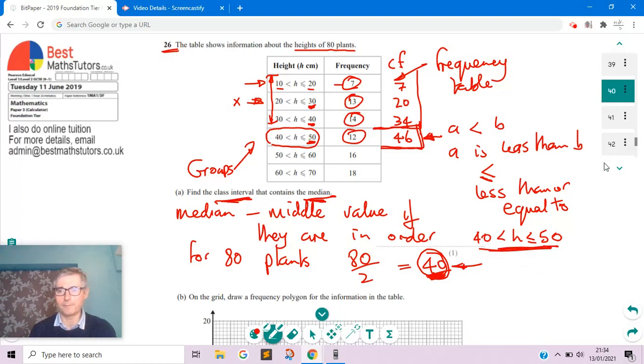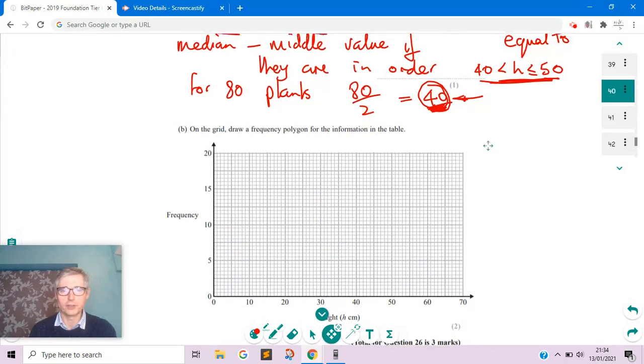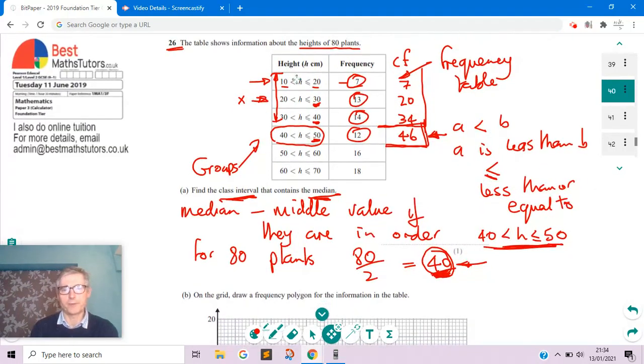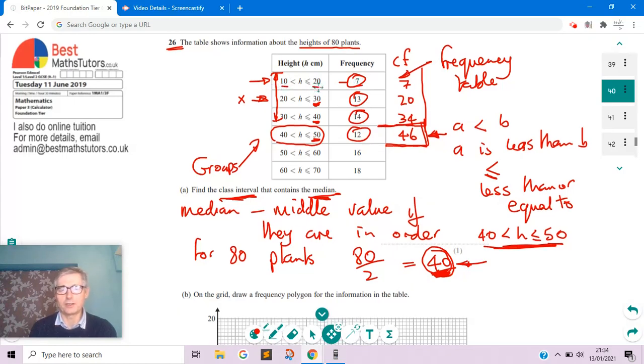So there we go, we've got that. Now the next part of the question is asking us to draw a frequency polygon for the information in the table. And to do that, we've got these 7 here, but we don't actually know where to put the 7 at the moment. We might be confused, saying, are we going to plot 7 against the 10, or are we going to plot 7 against the 20? And the answer is it's neither of those.